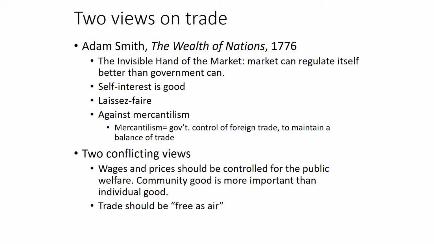Now, some people believed in the new American government that wages and prices had to be controlled by the government for the public welfare, that if business was allowed to run rampant, they would trample over the natural rights of the citizens unless the government gave them guidelines to operate within, sometimes strict guidelines. So this idea basically said that the community good is more important than the individual good, that the individual can damage the community, whereas Adam Smith's approach was that the individual good leads to the community good. So a lot of people believed that.